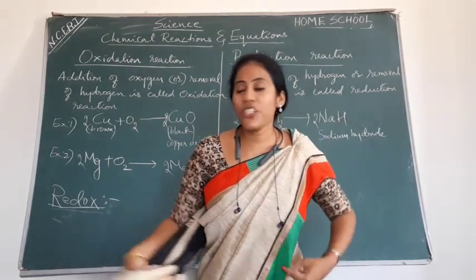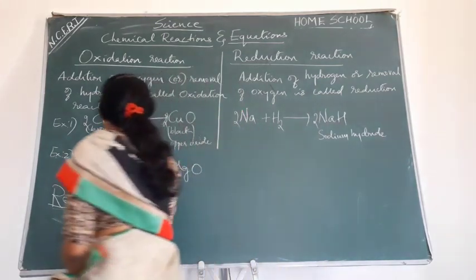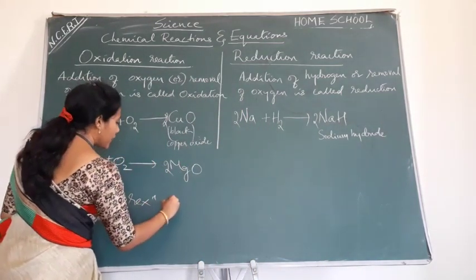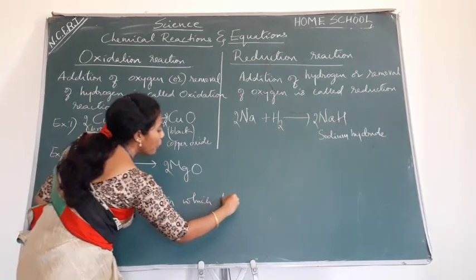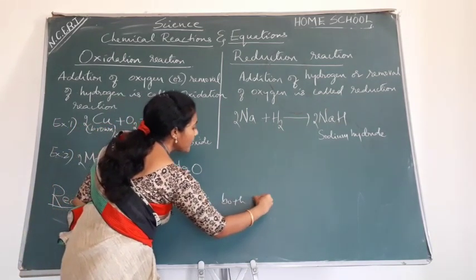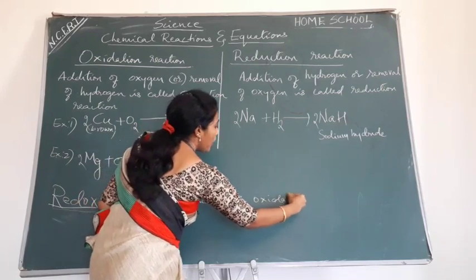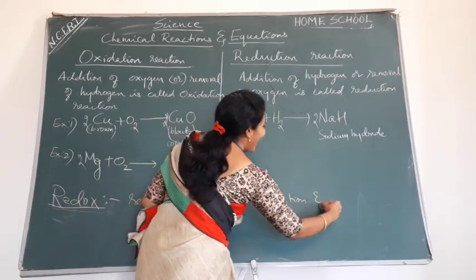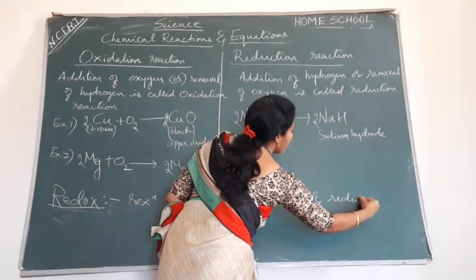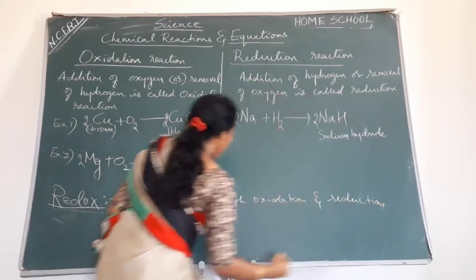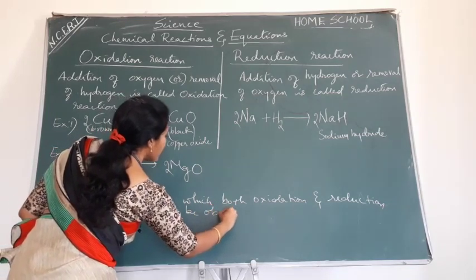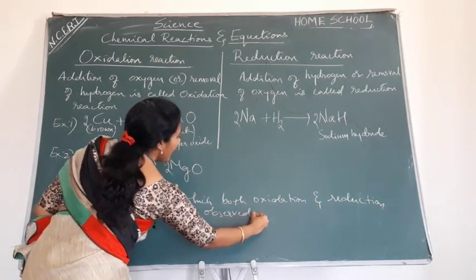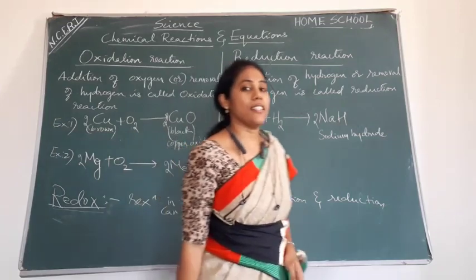So what is the definition that you can give here? Reaction in which both oxidation and reduction can be observed. Such reactions are called redox reactions.